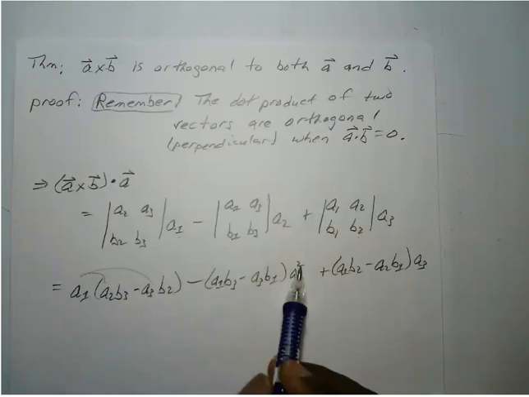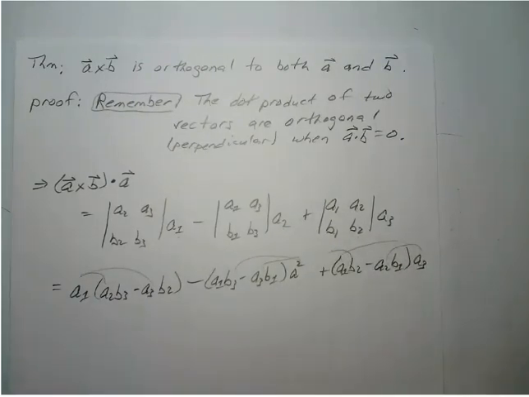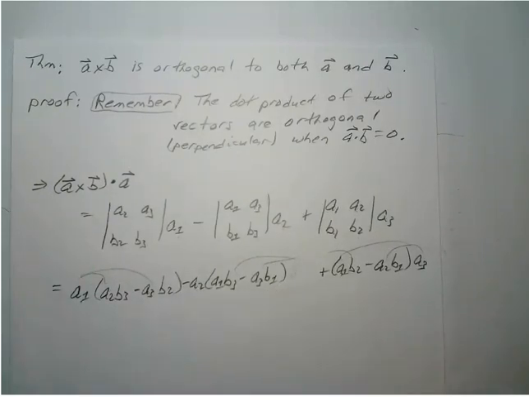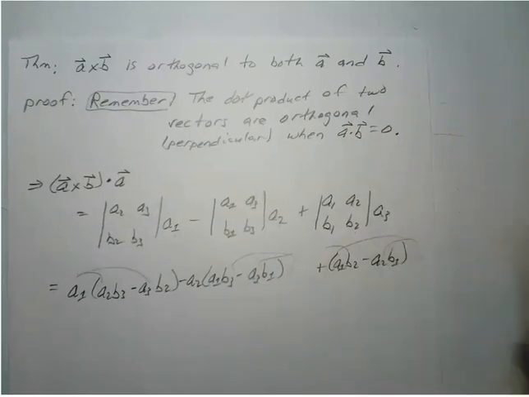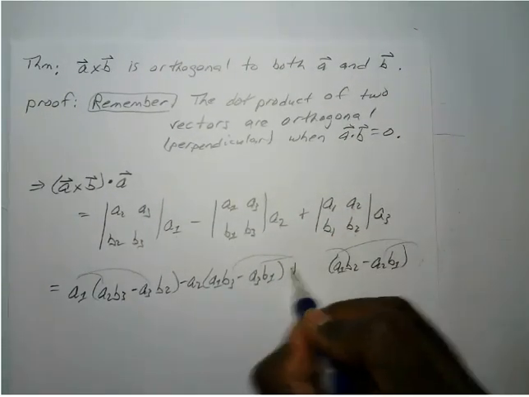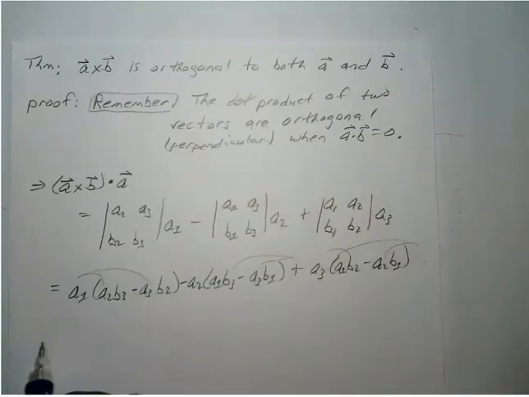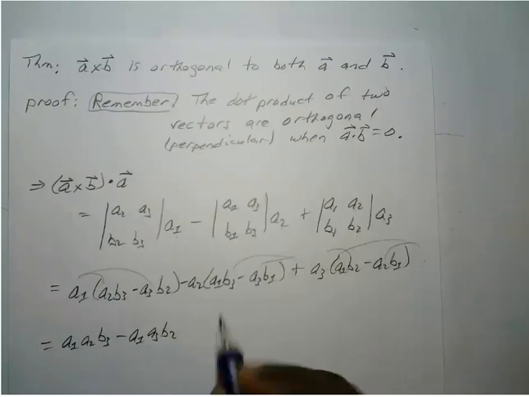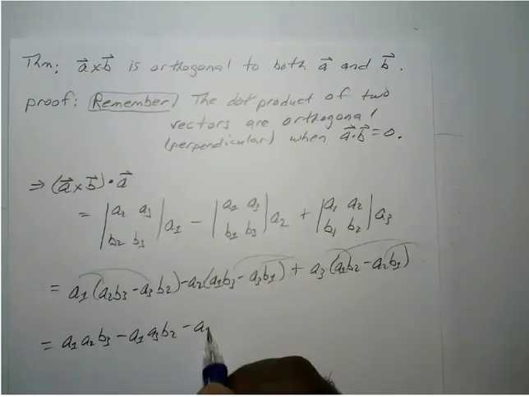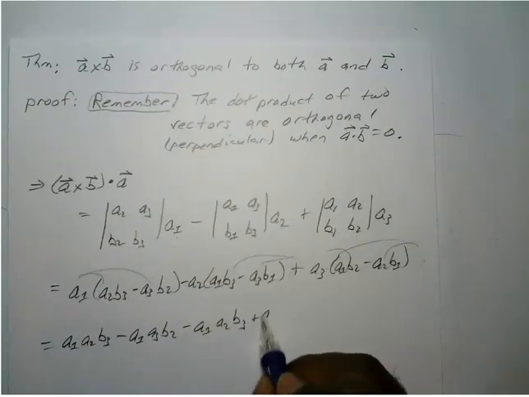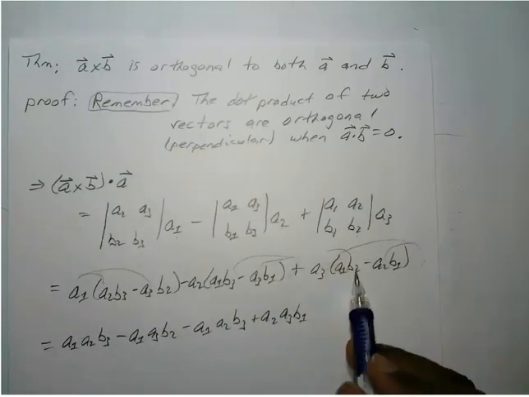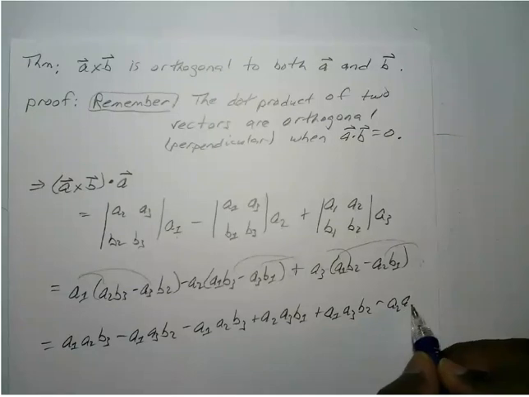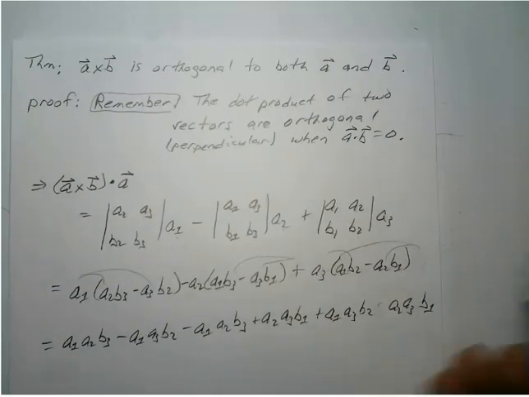Okay, so if we go ahead and just distribute, I'll put the A2 in front and the A3 in front also, just to keep it nice and smooth. We have A1 A2 B3 minus A1 A3 B2. We distribute that one: minus A1 A2 B3 plus A2 A3 B1, plus A1 A3 B2 minus A2 A3 B1.